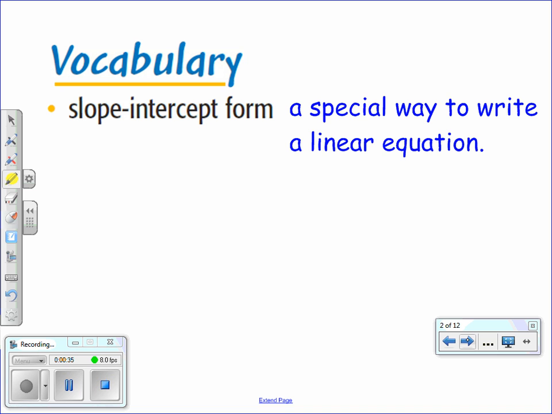The slope-intercept form is your only vocabulary word, and it's a way to write a linear equation that tells us exactly what the slope is and exactly what the y-intercept is. Therefore, it's called the slope-intercept form. It tells us what the slope is, and it tells us what the y-intercept is.